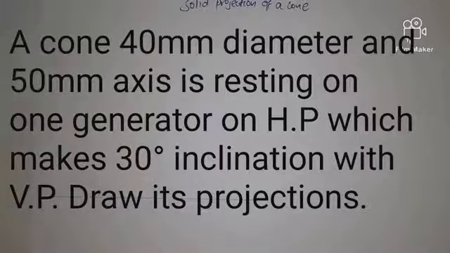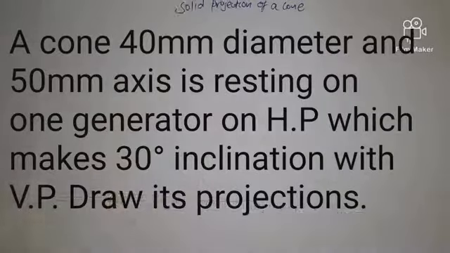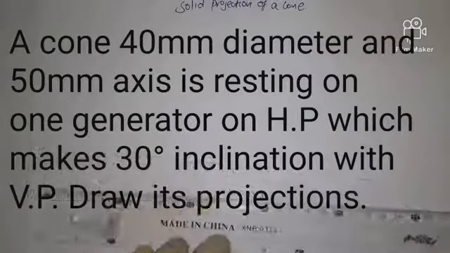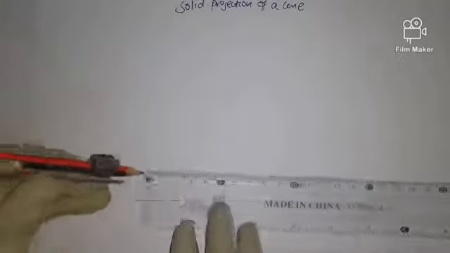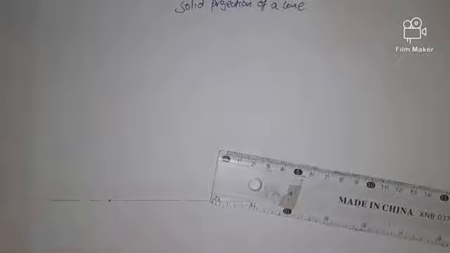Now let's start with the first one. We are going to draw the cone, its plan and its front elevation as it is standing upright. We are taking this one as the center of our circular base, and the radius is 20 millimeter because our diameter is 40. So we measure 20 and we draw a circle.